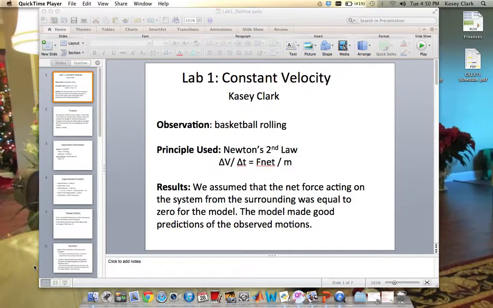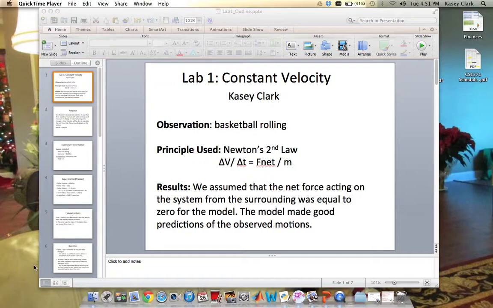Right, for lab 1, the focus was constant velocity, and I observed a basketball rolling in the view of the camera and back out. The principle used was Newton's second law, which is the change in velocity over the change in time, and that equals the net force divided by the mass.